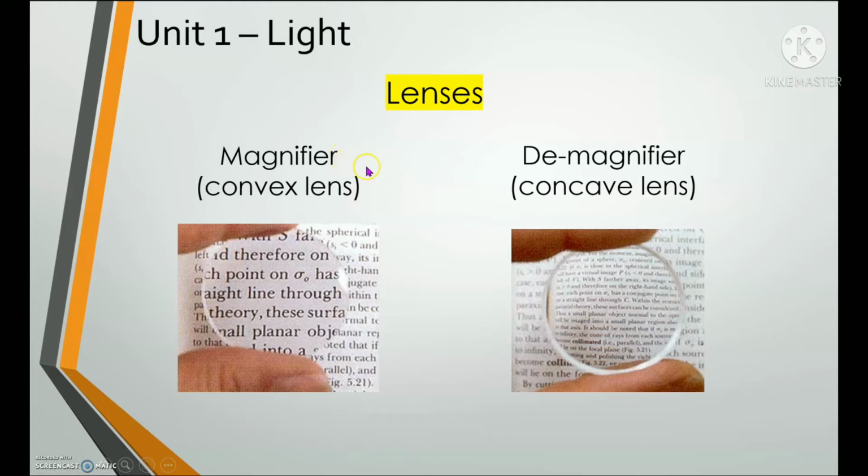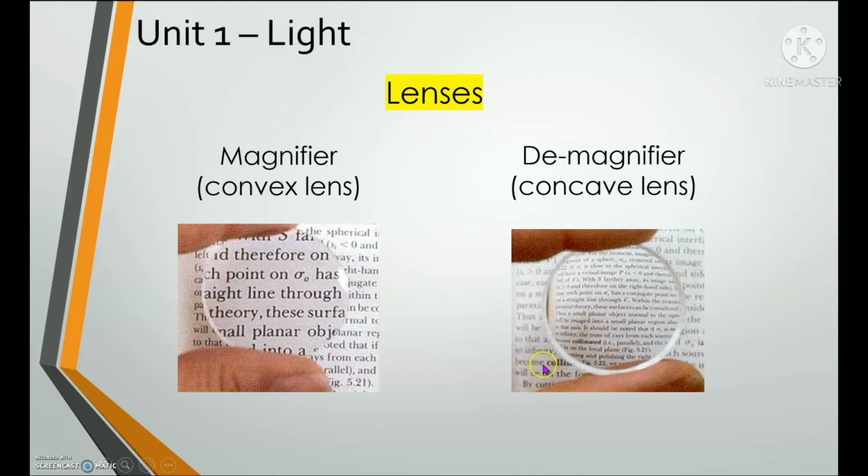Okay, so magnifier means it makes the image or the picture look bigger or larger. As we can see in this picture, this is the regular writing. But with the use of a magnifier or a convex lens, the image or the writing in the paper looks larger and bigger.